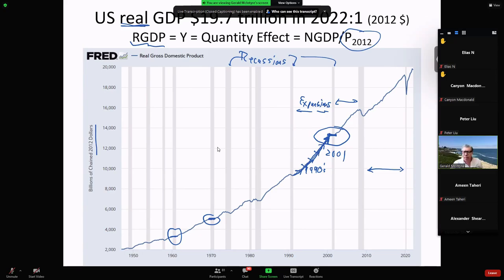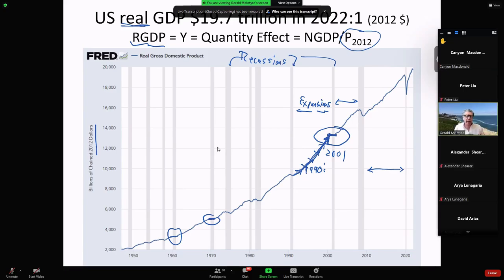Elias, you still have your hand up there, so I'll ask you to unmute. Do you have a comment on that? No? Okay. And Canyon, do you have a comment on that, or did your hand just get stuck up there? Are you just saying that actual GDP in dollars doesn't have to decrease in a recession, but the GDP growth rate would? Possibly. I'm just putting that out there. And don't forget these dollars are in 2012 dollars, so they're in real terms.